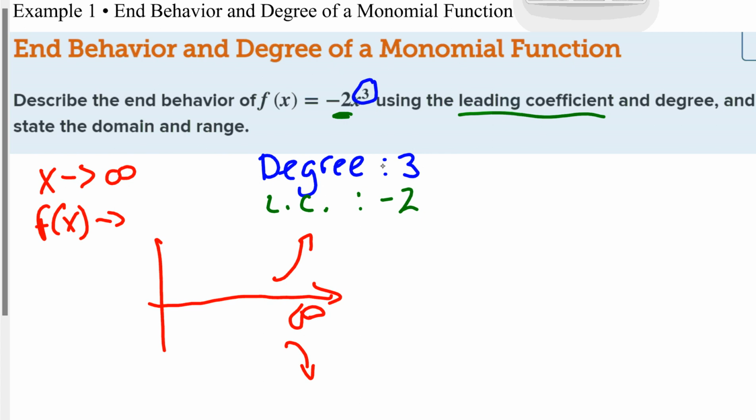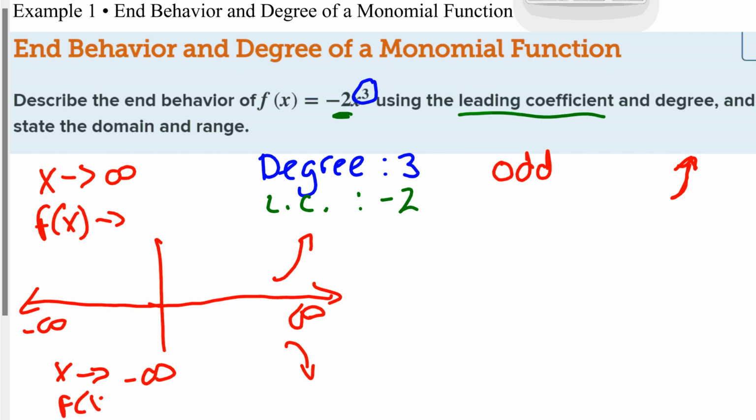But we can look at the degree. Anytime we have an odd degree, our function goes up as we get bigger on our x's. And then what happens as I go more and more negative, towards negative infinity? So as x goes towards negative infinity, what do our y values do, our f of x? On an odd degree, it goes down.